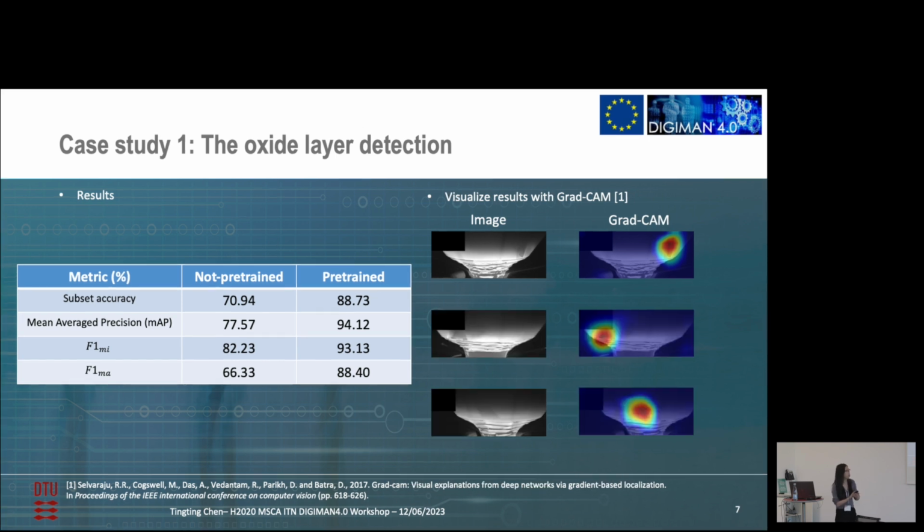And here we can see that the left-hand side is the original images, and the right-hand side is the heat map showing where the model is more interested. So here we can see that the model can somehow locate the oxide layer, which means that it's actually learning.